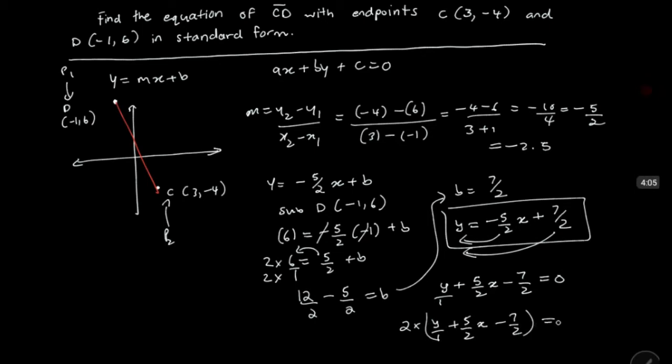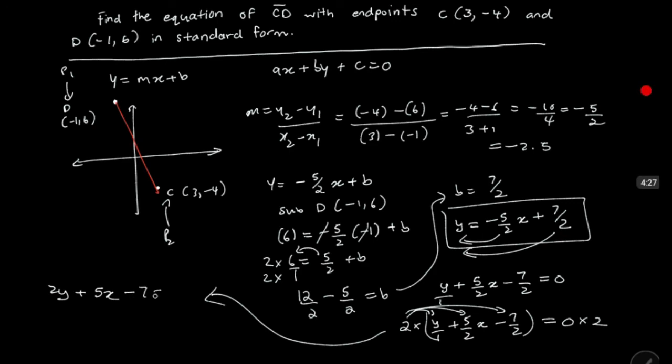Whatever I do to one side, if I repeat that to the other side, it keeps it constant. When you're multiplying, you want to distribute the 2 to all of these terms. So you get 2y plus 2 times 5 over 2, the 2s cancel out, so you get 5x. Then 2 times minus 7 over 2, the 2s cancel out, and you get minus 7 equals 0. So this is what your equation looks like in standard form.